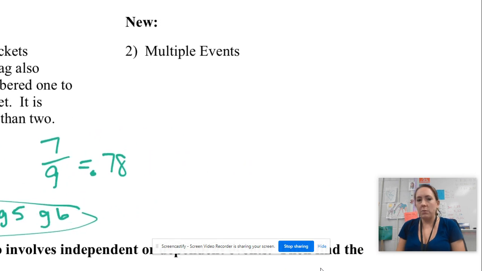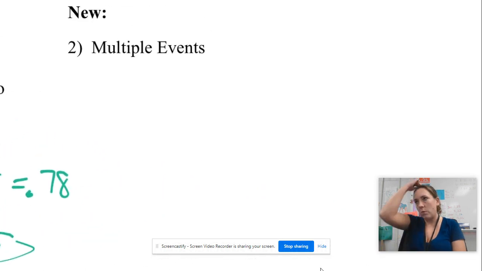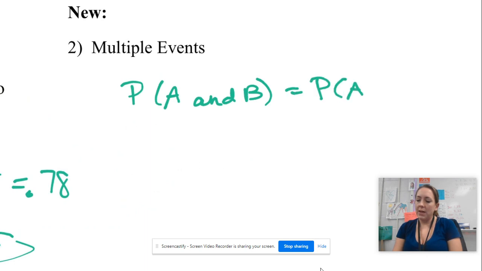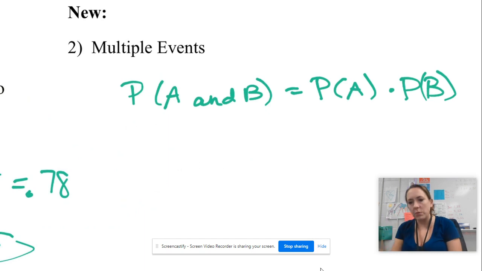All right, but multiple events. When you are finding the probability of 2 events, you find the probability of each. So the probability of both of those things happening is the probability of A times the probability of B. You're just multiplying the two probabilities. You find them separately and multiply them together. The reason why this can be complicated is because you can have independent or dependent events.